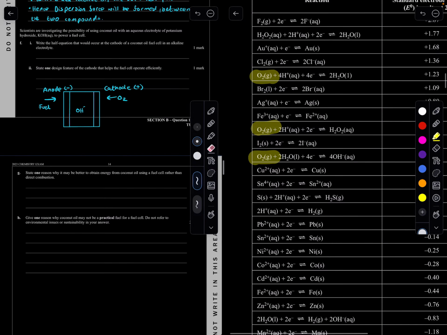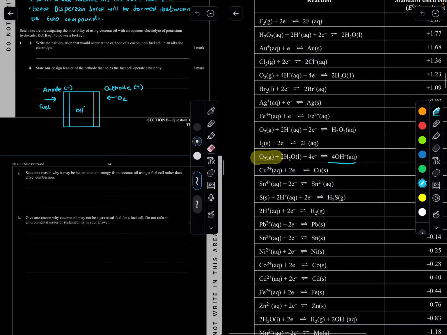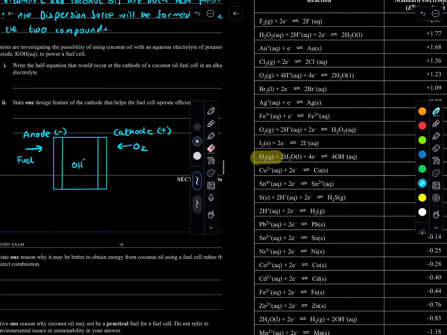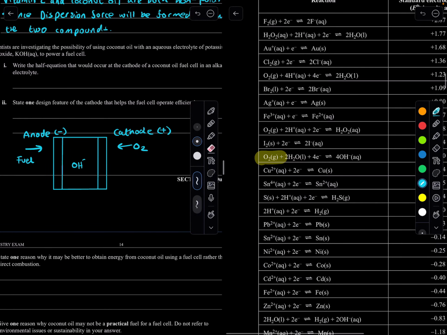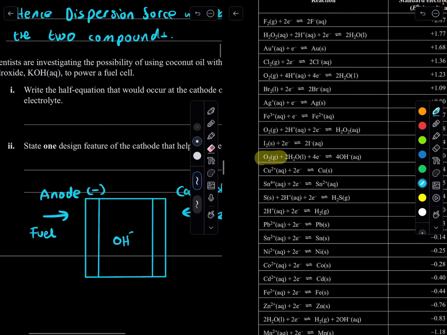Now let's look at which one is right. It cannot be this one because it's not alkaline, it's acidic because of the H+ ion, so not that one. Same with this one, so take that out. You're left with this one. Yes, it is alkaline, you can see the OH- ions, beautiful. And because it's the cathode where reduction occurs, it's going to be this reaction going forwards.